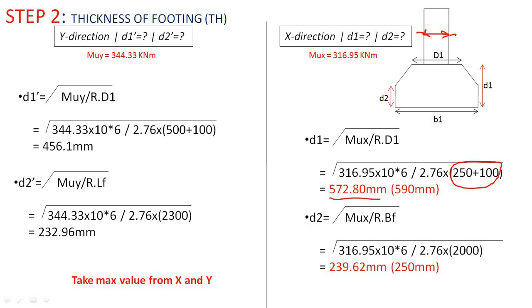Similarly, we will find the d2. So d2 is equal to under root mu(x) upon r bf.